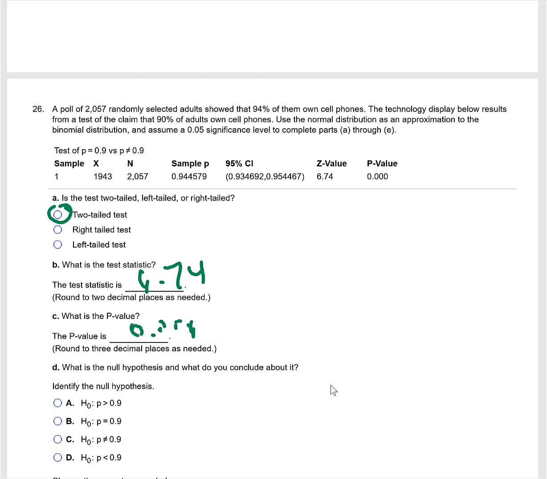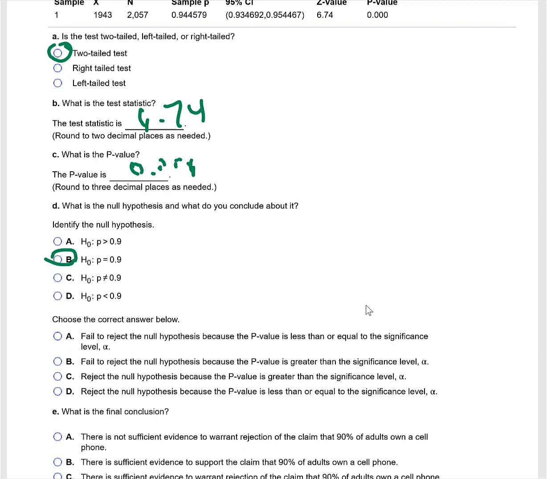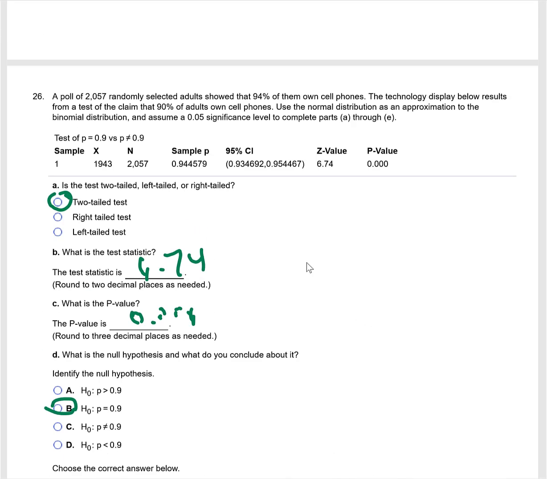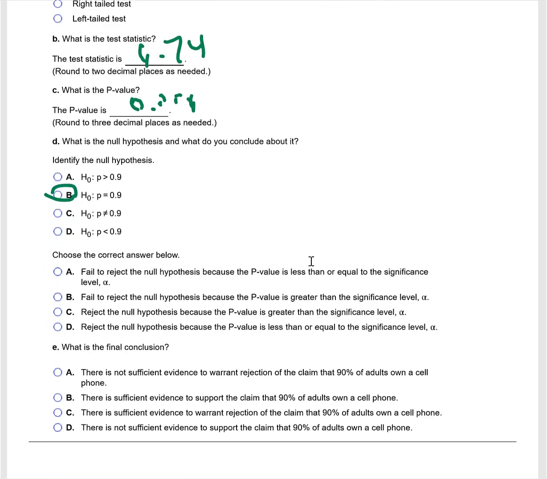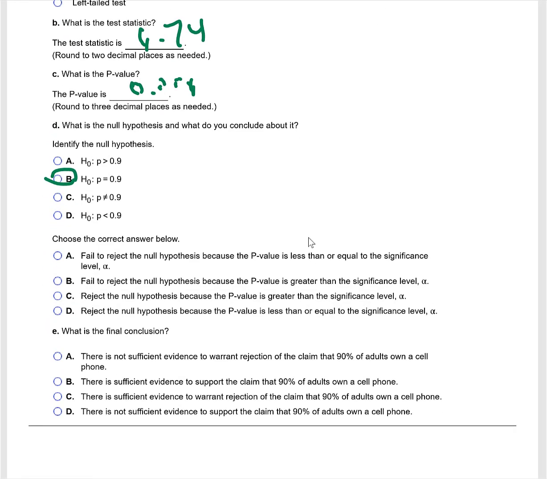And what's the null hypothesis? So the null hypothesis here is p equal to 0.9, and our alternative is going to be, oh, I'm sorry, they just want you to come up with your conclusion here. And we are using 0.05. Since our p-value is so small, we're going to reject the null because the p-value is less than alpha. And what is our conclusion? There's significant evidence to warrant rejection of the claim that 90% own a cell phone.